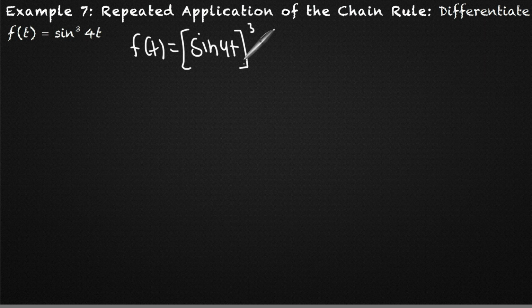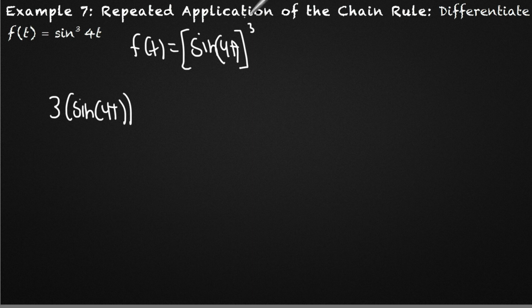You're saying, why would you want to do that? Because now you can see what function is inside of what function, which is inside of what function. The 4t is inside of the sine function. The sine of 4t is inside of the cubing function. So we got to use the chain rule twice. So let's go ahead and do that. We're going to start with the outside function. So 3 comes in front. We're going to leave the inside function completely alone.